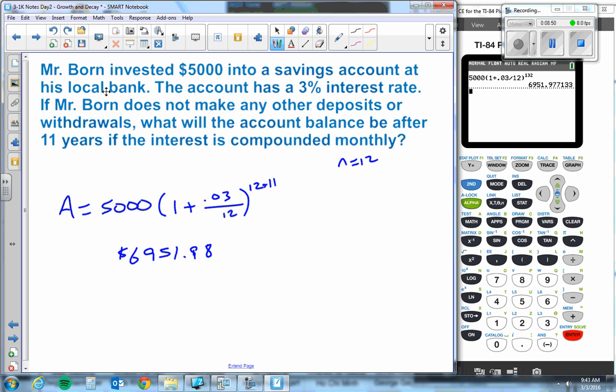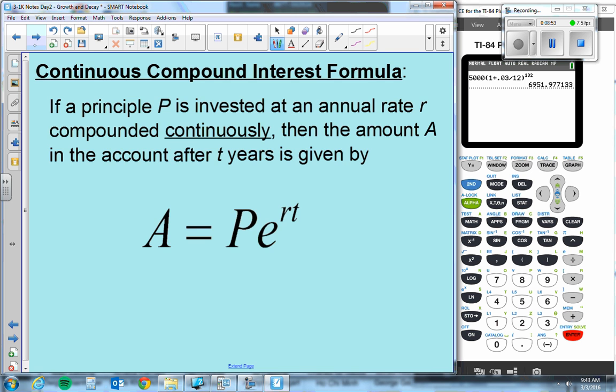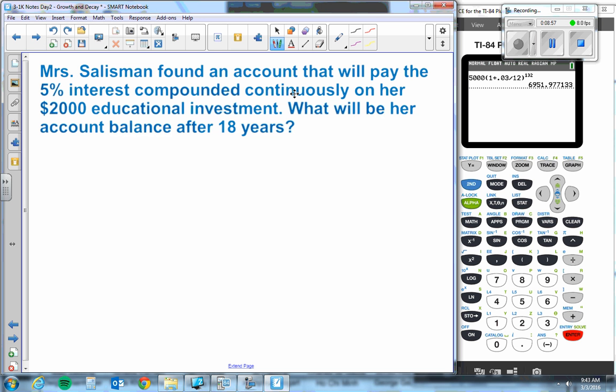Okay. All right. Now, once again, it's compounded continuously. I would underline that word because that's your clue as to which formula you're using. And that's PERT, so the initial balance times e to the power of 0.05 times 18.